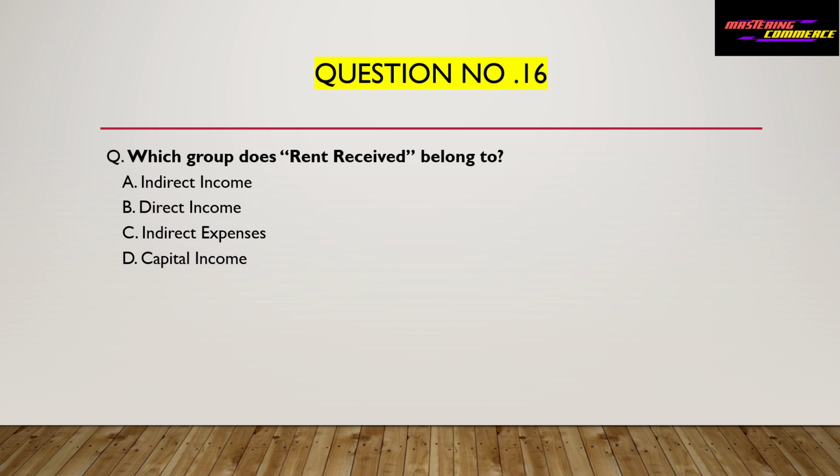This is a bonus question for you. You have to answer this question in the comment section below. The question is: which group does rent received belong to? Indirect income, direct income, indirect expenses, capital income. I told you indirect, but you have to tell me whether it is income or expense, A or C.